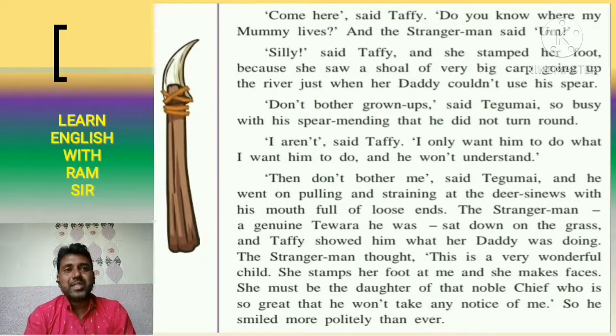"Silly," says Taffy, she says you are very silly, and she stamped her foot because she saw a shoal of very big carp going up the river just when her daddy couldn't use his spear. Why did she stamp her foot? Because उसे नदी में से ऊपर आने वाले carp fish का एक झुंड दिखाई दिया. Shoal means what? झुंड, यानी मछलियों का जो झुंड है उसे दिखाई दिया.